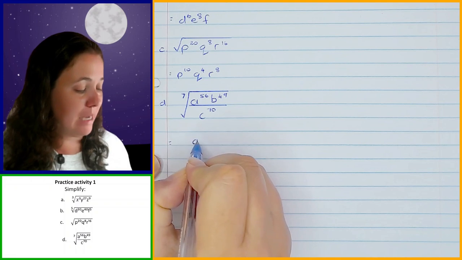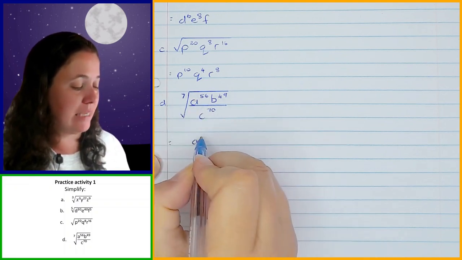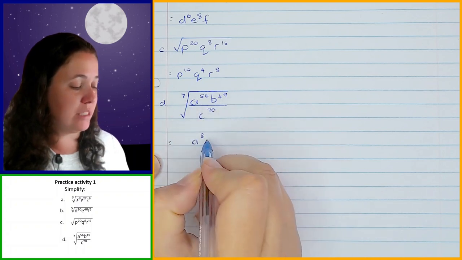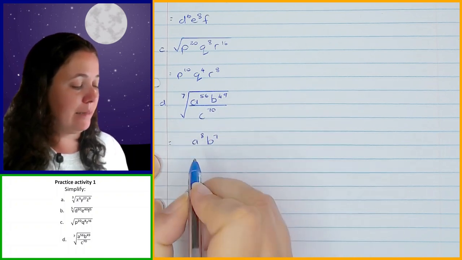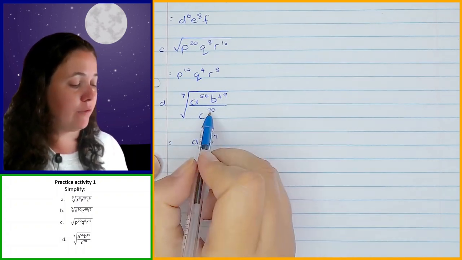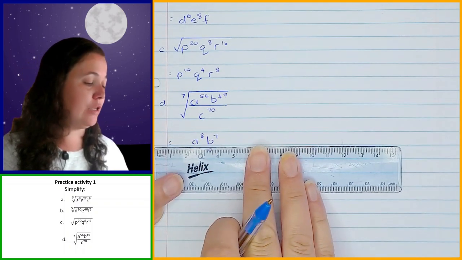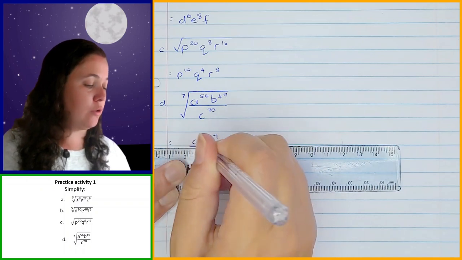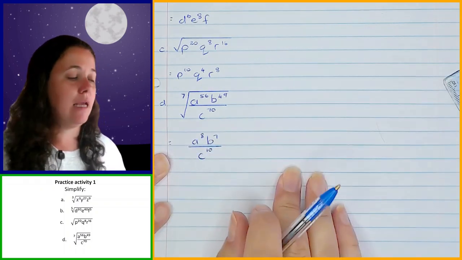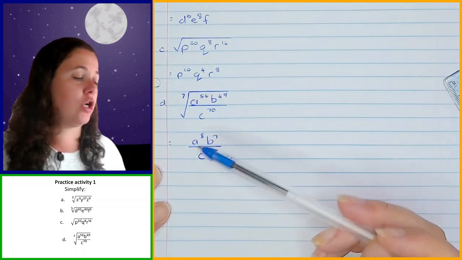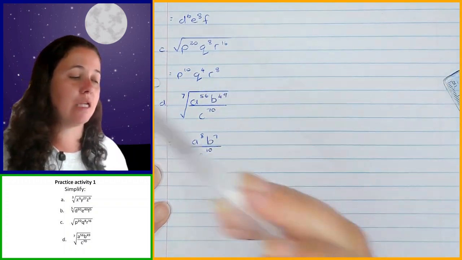So it's a to the power of 56 divided by 7 is 8. Then I've got b to the power of 49 divided by 7, which is 7. And then in my denominator, I have c to the power of 70 divided by 7, which is 10. So when you have a fraction like this, you need to apply that rule to the numerator and the denominator. Please take note that every single one of these examples, I only have one term under the root sign.